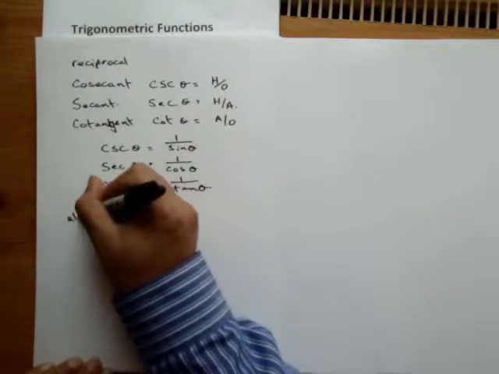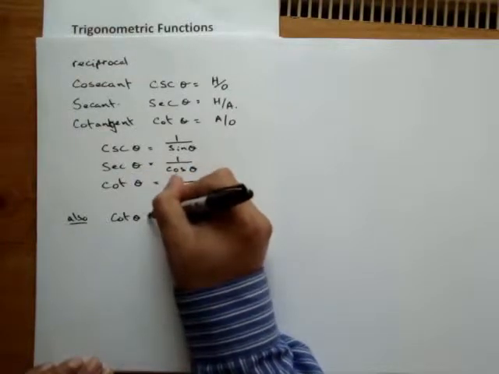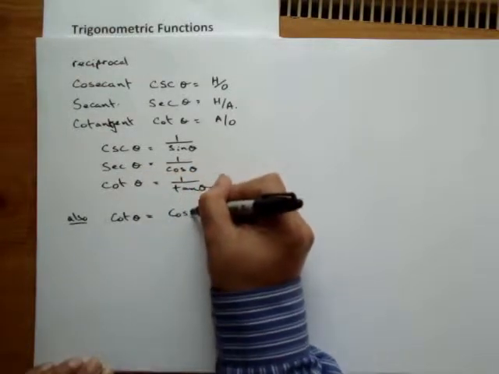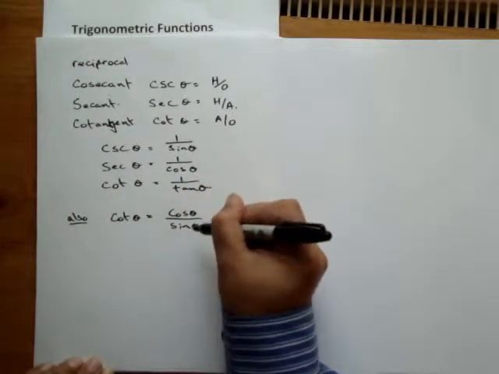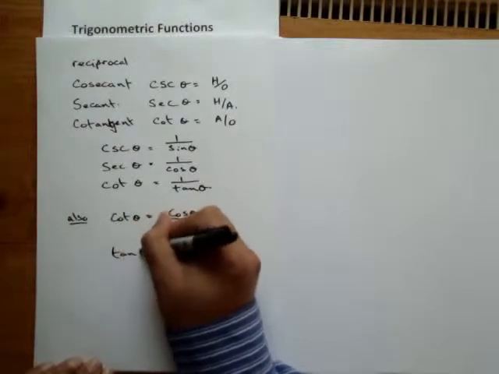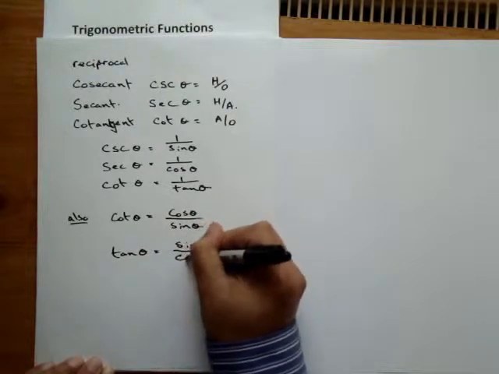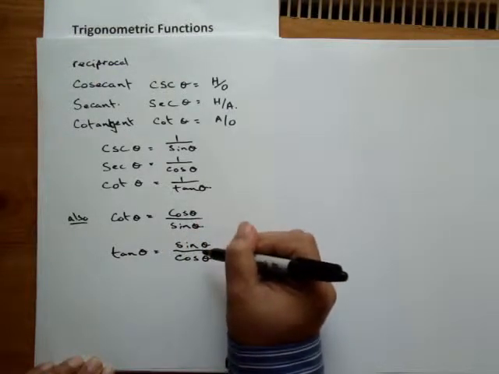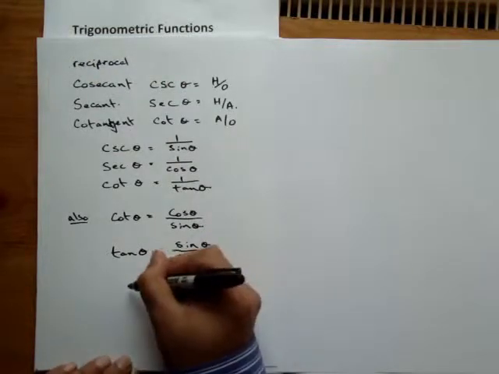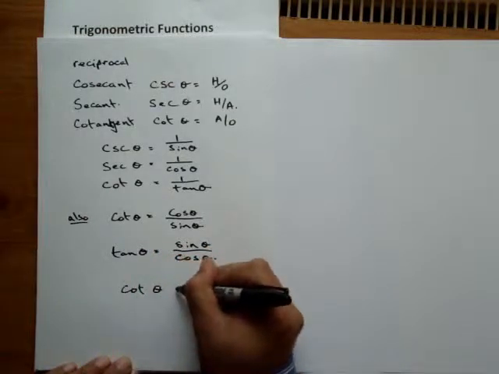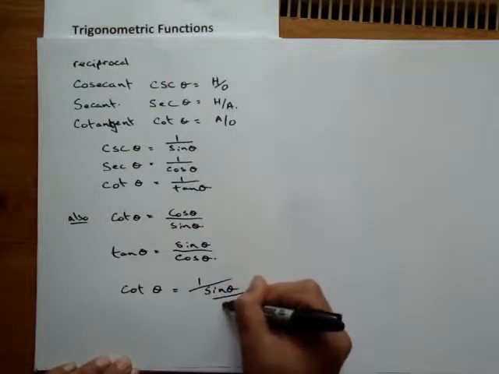Also, cotangent theta equals cos theta over sine theta. Tan theta is sine theta over cos theta. And cot theta is 1 over tan theta.